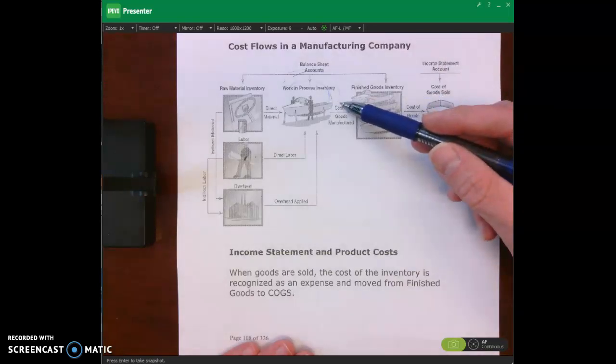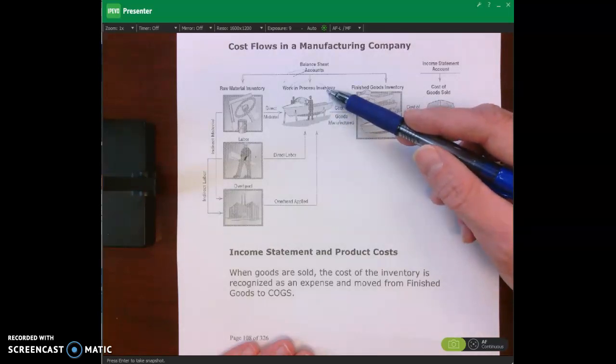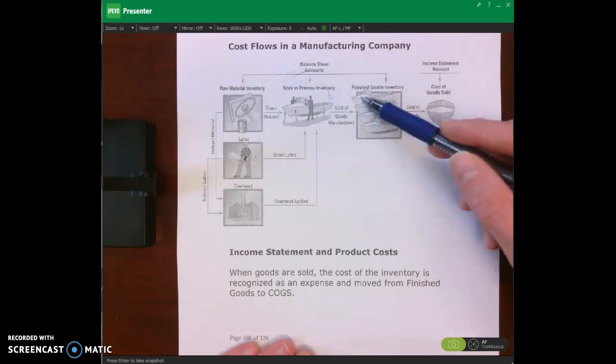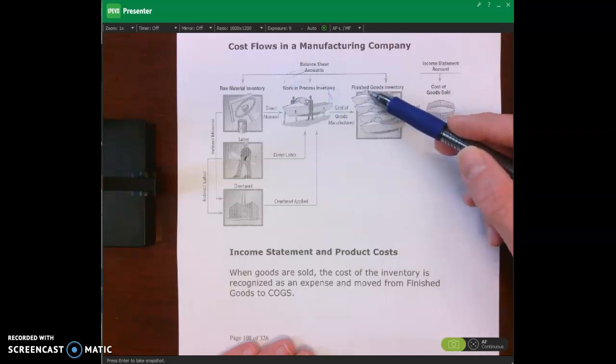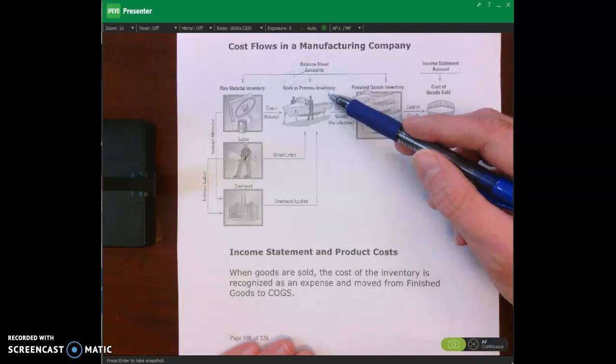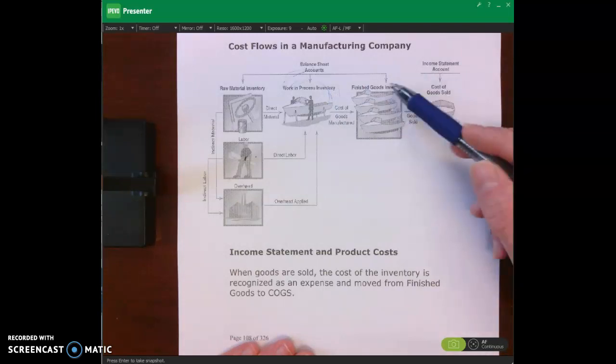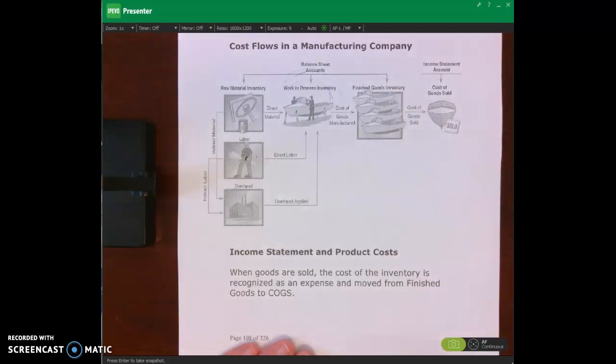Let's say it costs us $100 to make the table. So we would transfer it from work in process to finished goods. We would increase finished goods by $100, the cost of the table, and decrease work in process by $100. Then once we sell it, we increase cost of goods sold by $100, and we decrease finished goods by $100, which is the cost of the table. Okay? So that's what I was saying down here.